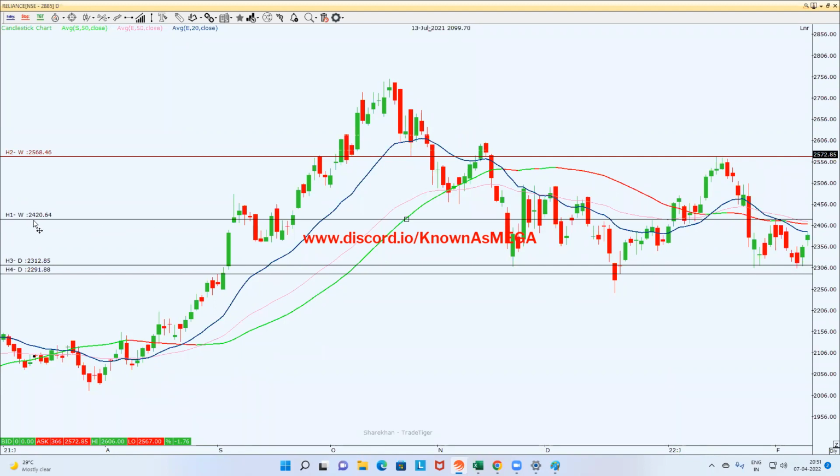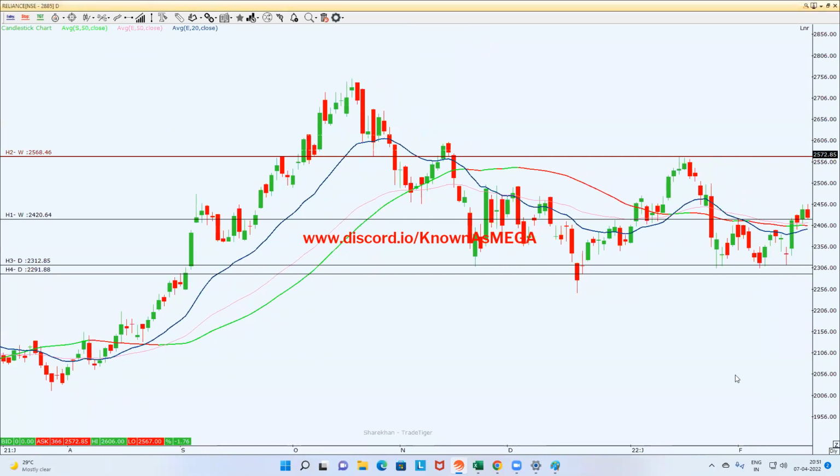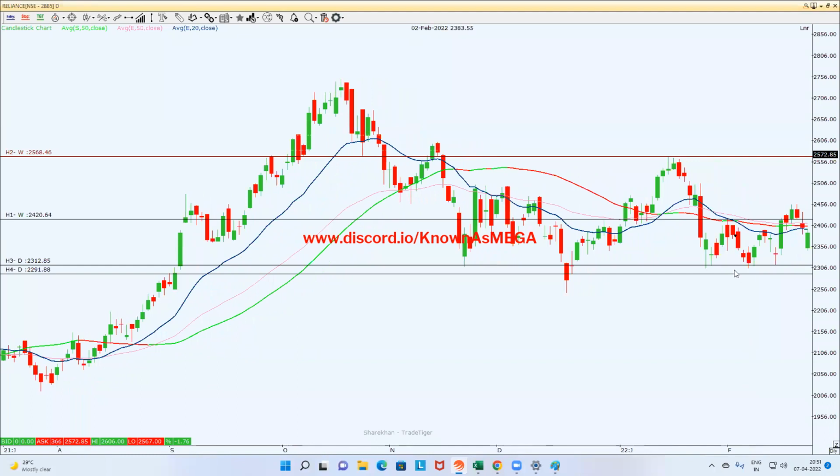From 2305, it went till 2420, a good enough 115 points. Right? Still demand, some small daily demand zone is still giving you such a move. And here, if you come, see again, it is still valid, this demand zone. And now we will see the validity and invalidity.